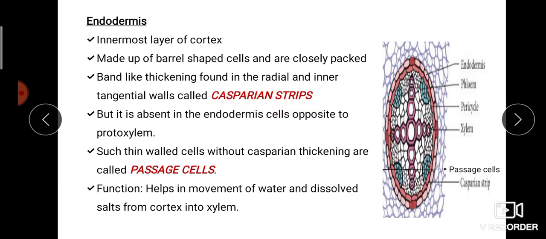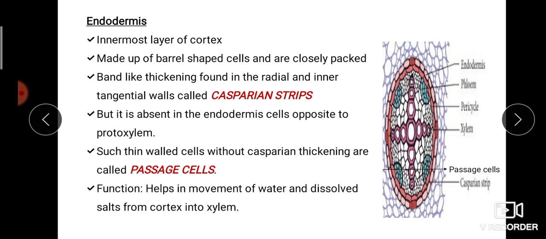But Casparian stripes are present in almost all the endodermis cells, but some cells lack the Casparian strips. These are called passage cells. These dark, in the light pinkish cells, some dark color pink, you may note here one, here one, here one, and here. Okay, so those are called passage cells. So endodermis cells which lack the Casparian thickening are called passage cells.